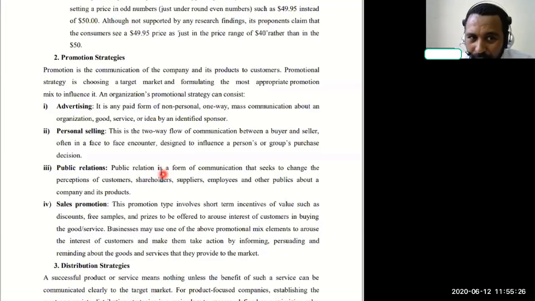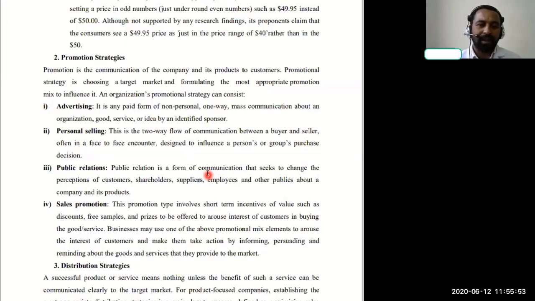At least you have to hire more salespersons if your product is a kind of large product. But the advantage of this personal selling is that it's two-way communication. There is communication between the buyer and the seller through the salesperson.